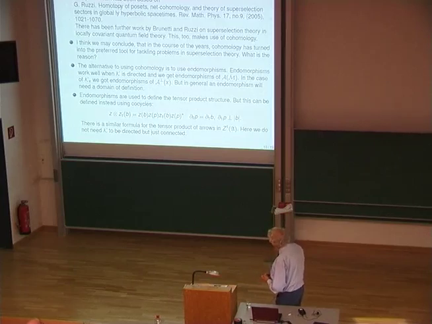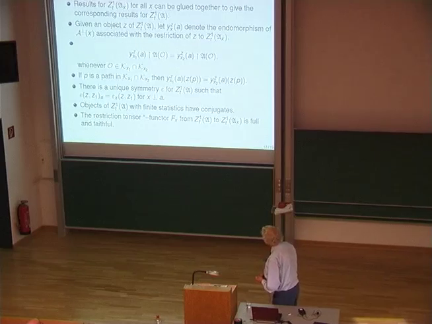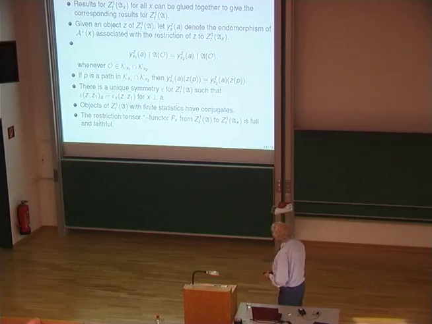I think I've... Let's go back. Conjugates, there we are. So this was the strategy: we want results not for A of X, but we want results for the cohomology of Z1T of A. And for this, you have to look at the results for Z1T of A of X for all X.